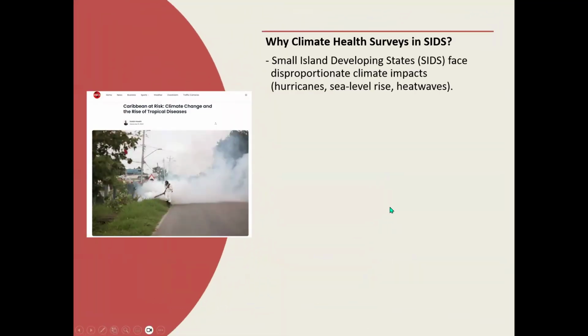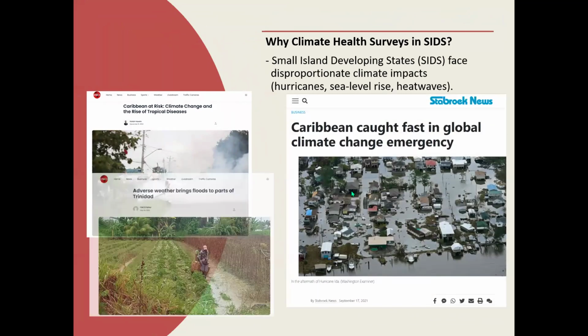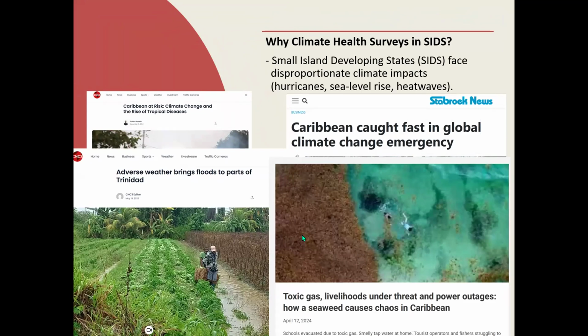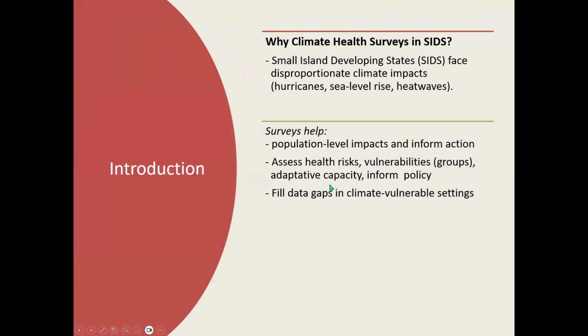By way of introduction, why climate health surveys, especially in the small island developing states? Basically, SIDS face disproportionate climate impacts in terms of rising sea temperatures, hurricanes, heat waves. And so surveys help us to place the population-level impact into focus. It helps us to inform action. And we can assess health risk, look at vulnerable groups, look at vulnerabilities across the board, even look at adaptive capacity of our countries. Surveys help us to fill data gaps in climate vulnerable settings, such as our small island developing states.